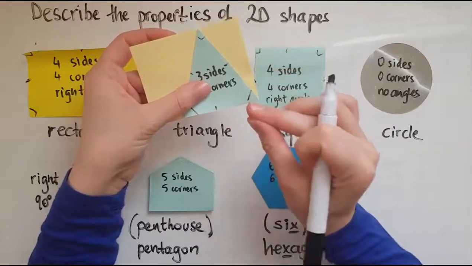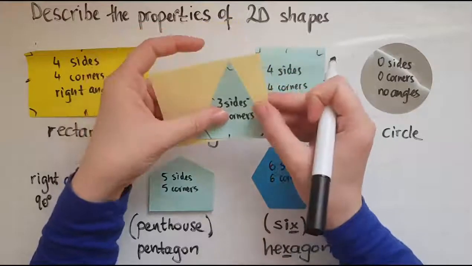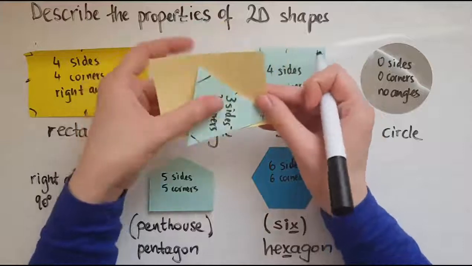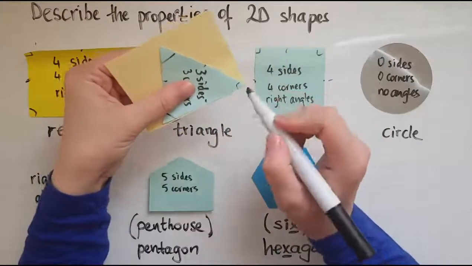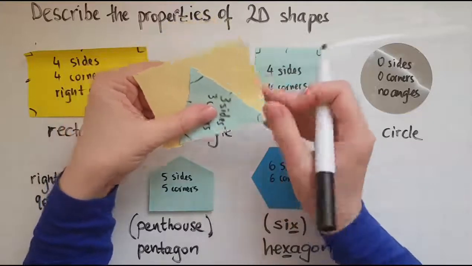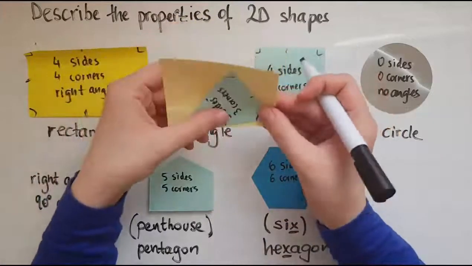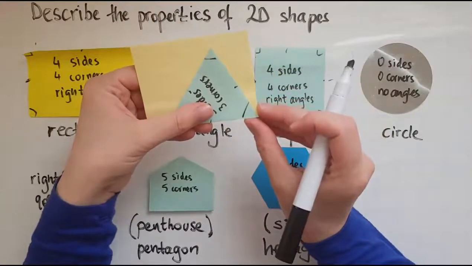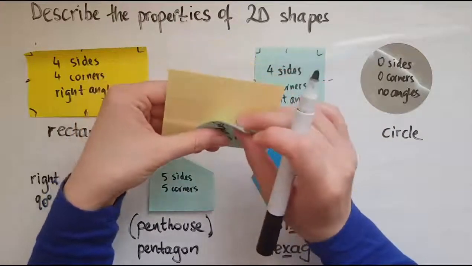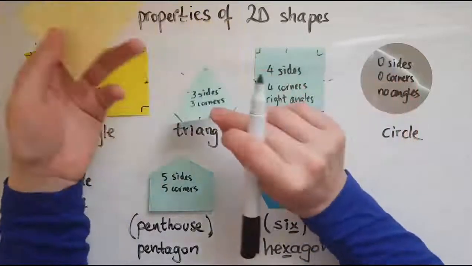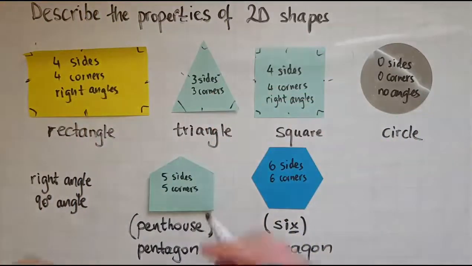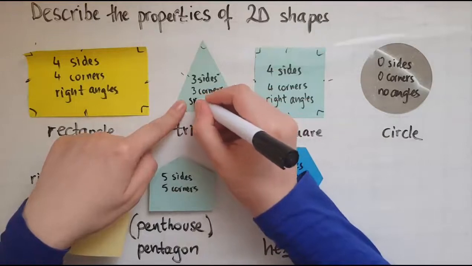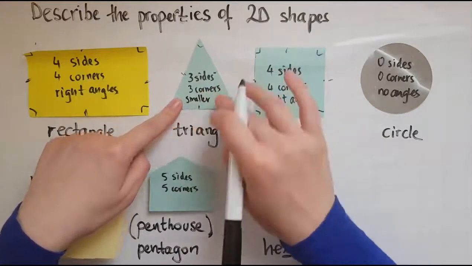It's smaller than a right angle. If you try the next one as well, it's not like a right angle, it's smaller than. And the other one as well, it's smaller than a right angle. So this type of triangle has smaller than 90 degrees.